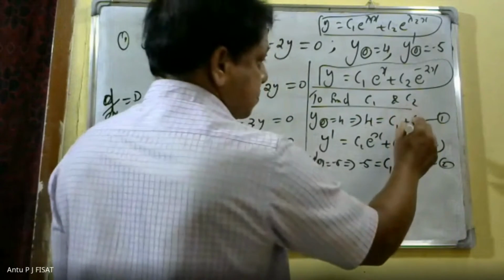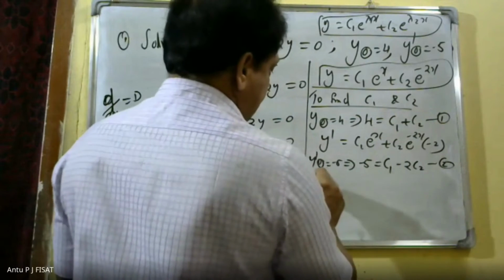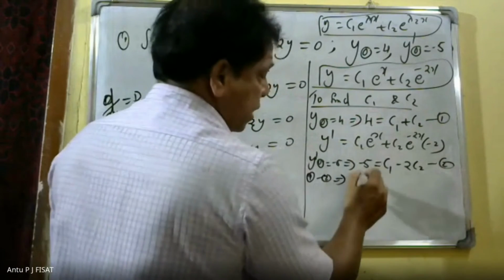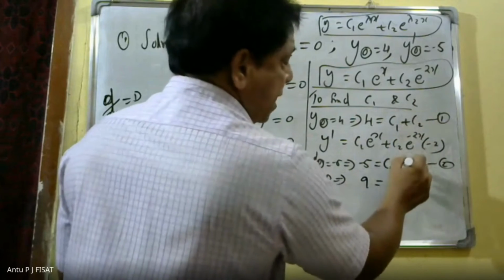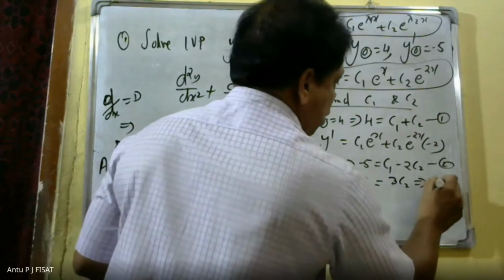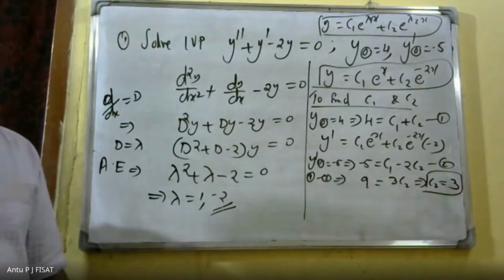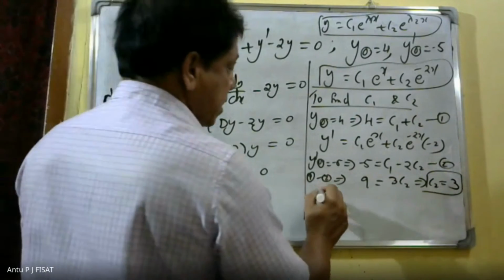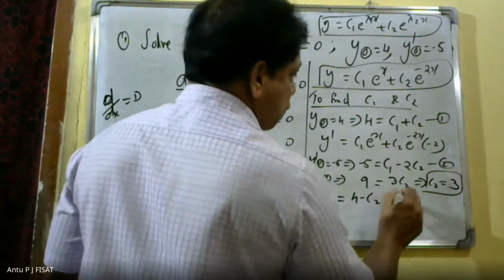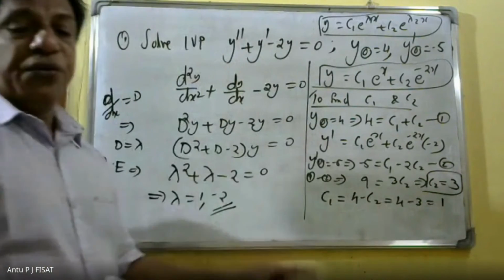Equation 1 minus equation 2, that is 4 minus minus 5, which is equal to 9. c2 minus minus 2c2, that is 3c2. Therefore, the value of c2 is equal to 9 by 3, that is, c2 is equal to 3. To find the value of c1, c1 plus c2 is equal to 4. Therefore, c1 is equal to 4 minus c2, that is 4 minus 3, which is equal to 1. Therefore, the value of c1 is equal to 1.